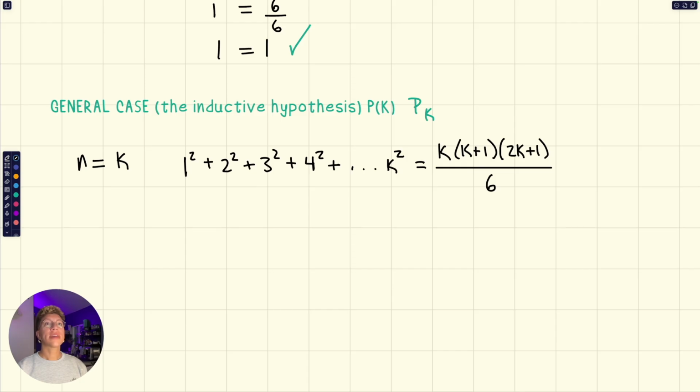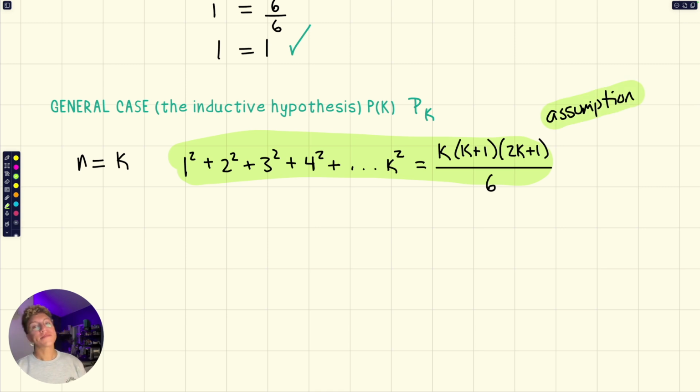So again, we're going to label this as our assumption. So this is our assumption step. Very quick and easy. We're just replacing our n with k, and we're assuming this to be true.